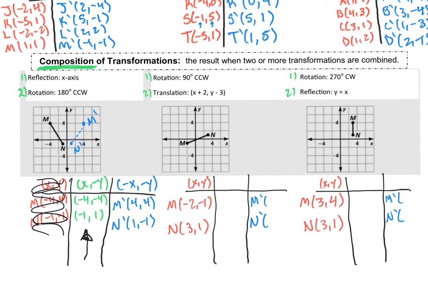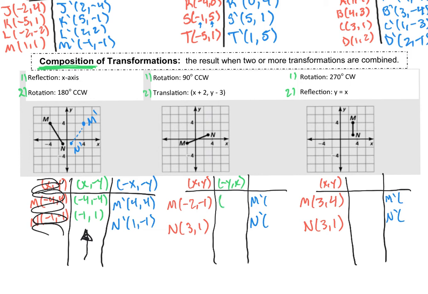So on the next one, we've got our starting points, M and N. Again, that's our pre-image. Our first transformation is a rotation 90 degrees counterclockwise. The rule for that will be -y, x. So that means we're switching the y and the x values, right? The y will come first. The x will come second now. And the y's are going to change sign, but the x's will stay the same.